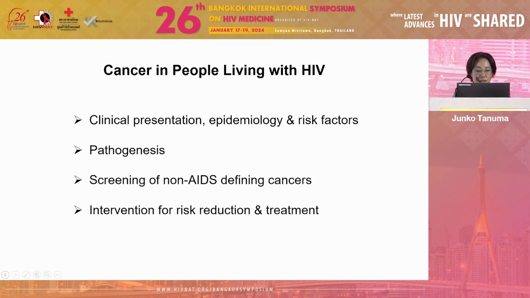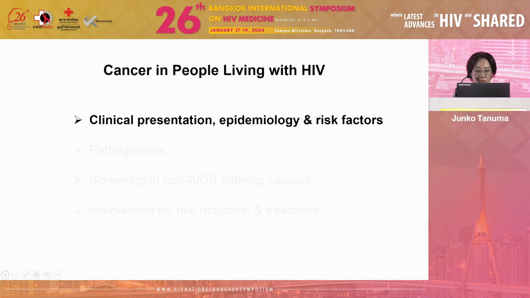So first, I will quickly review the clinical presentation of AIDS-defining malignancies and epidemiology and risk factors of non-AIDS defining cancers in people with HIV. Second, molecular mechanisms of an increased risk of cancers in people with HIV. Third, summarizing the recommendation of non-AIDS cancer screening. And lastly, I will briefly touch on risk reduction and challenges in cancer treatment in people living with HIV. So the first part is on clinical presentation of AIDS-defining malignancies and epidemiology and risk factors of non-AIDS cancers.